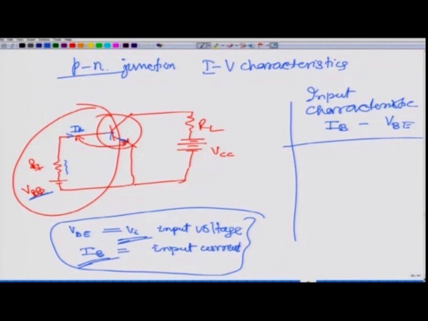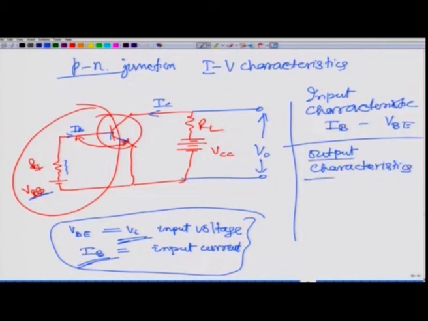Similarly, on the other side you have output, and you can take this as the output voltage VO, and the current is IC here. On the output side, if you plot the relation between the output current and this output voltage, that is between IC and VO, you get the output characteristics.